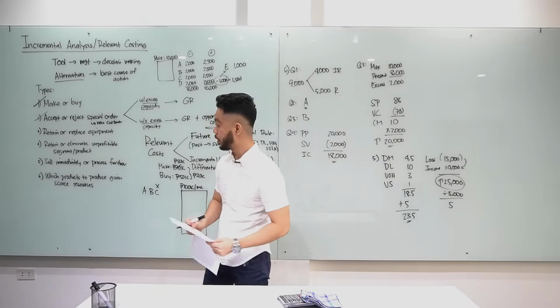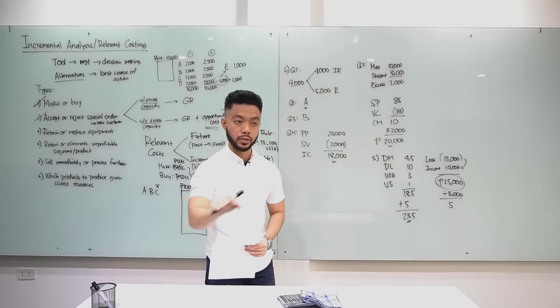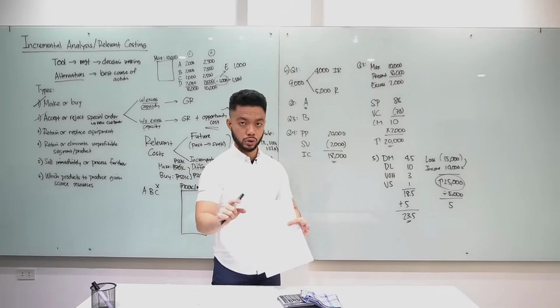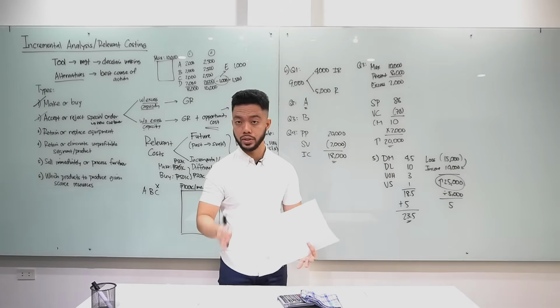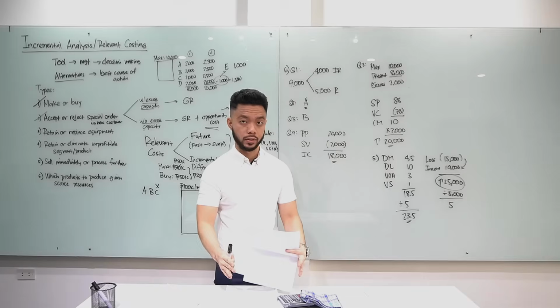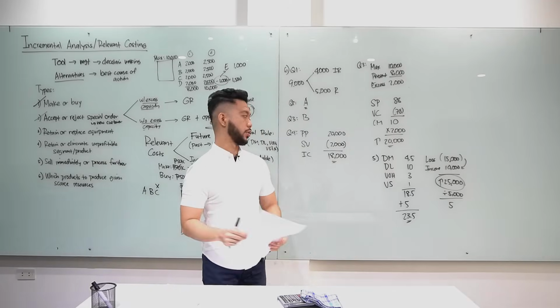Alright? Now, ang technique lang, dito sa retain or replace equipment, analyze per item. Ano ba yan? Relevant ba yan or irrelevant? Usually, kapag cost na ng old machine and yung mga accumulated depreciation, sunk cost na yan. Okay? So that's how you do problem number 6. So practice pa tayo. Let's go to number 7.